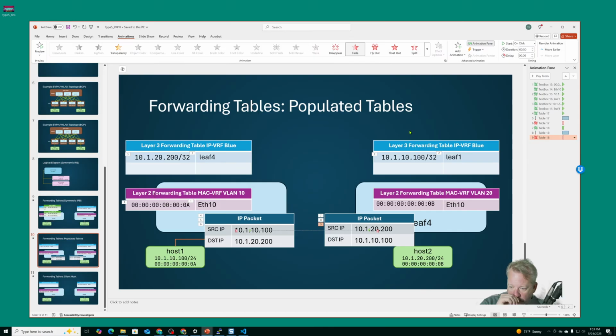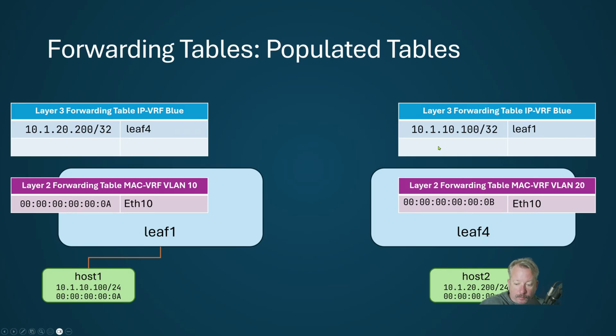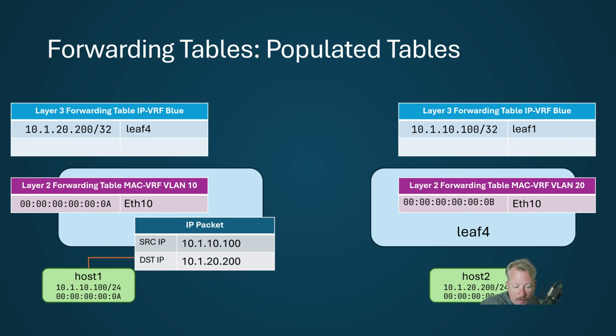Actually, you know what? I'm just going to make them pre-populated. So here we got populated tables. The MAC addresses don't really matter in this case because it's subnet to subnet. Packet comes in, the source address is 10.1.10.100, destination IP address is 10.1.20.200. We do have a match in the table.